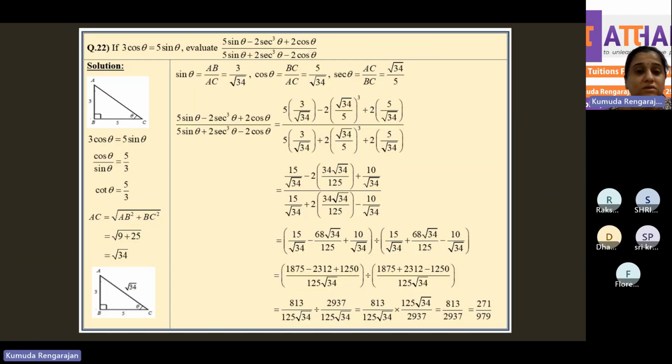Since there are many ways, I've also used a triangle here, so you can see. I found cot, so don't ask me why. If you write it as cos by sin, it will be cot. So using this, I found cot theta is 5 by 3. Then I used the right triangle and Pythagoras theorem and found all the sides. Whatever I need, sin theta, secant theta, cos theta, I find all the ratios and then I substitute.